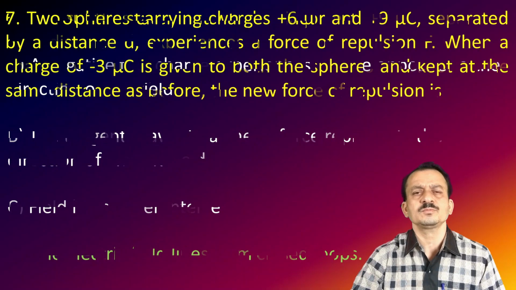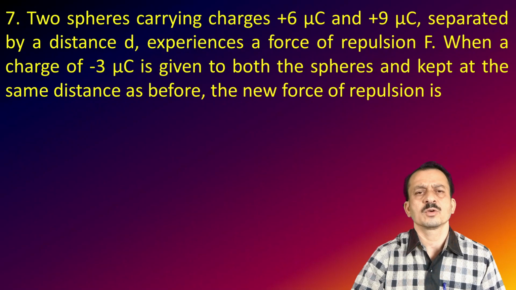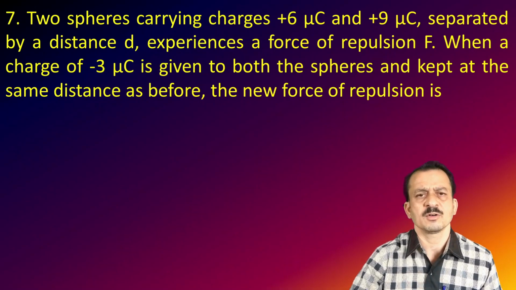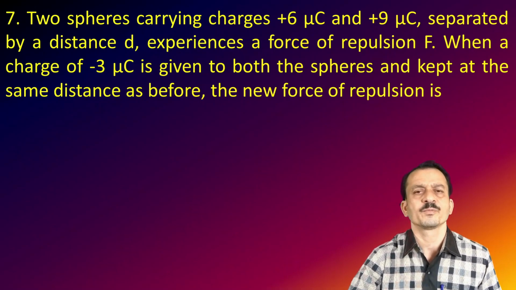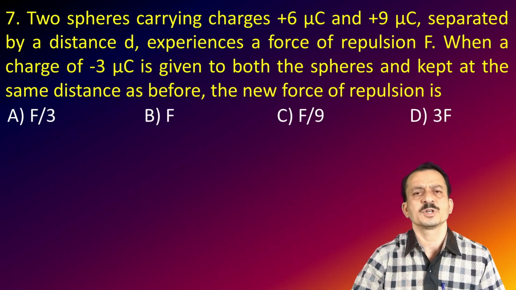Next problem. Two spheres carrying charges plus 6 microcoulomb and plus 9 microcoulomb separated by a distance d experience a force of repulsion F. When a charge of minus 3 microcoulomb is given to both the spheres and kept at the same distance as before, the new force of repulsion between them. Option A, F by 3, B, F, C, F by 9, D, 3F.